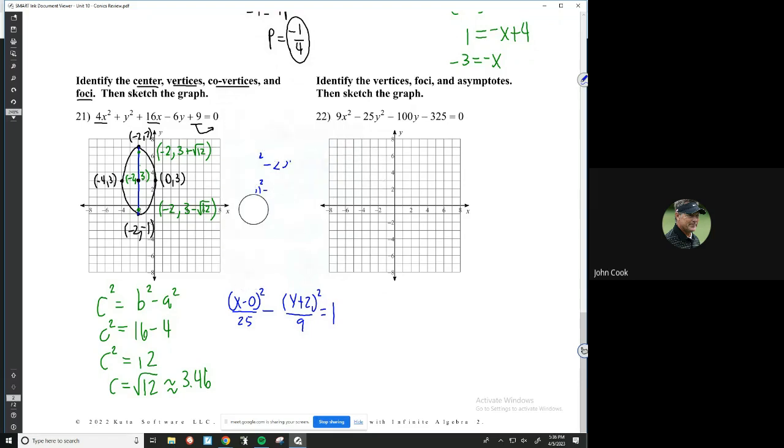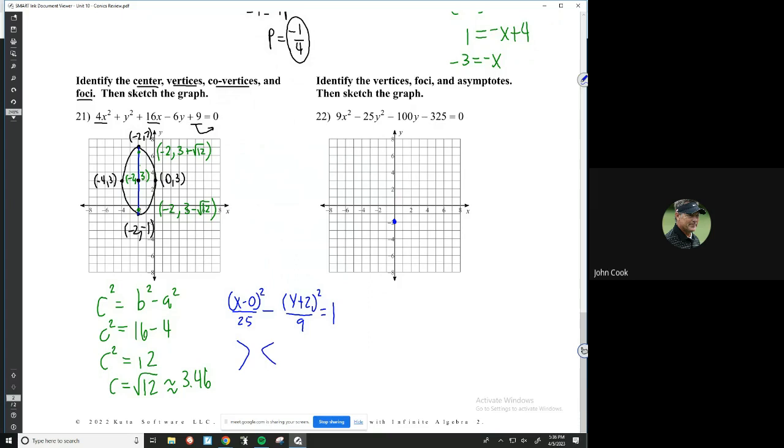That's what I need. All right, so let's get the center of the hyperbola. The center of the hyperbola is going to be 0 and negative 2. And I also kind of know what this graph is going to look like, because if the x squared part is positive, that means it's going to open to the left and to the right.